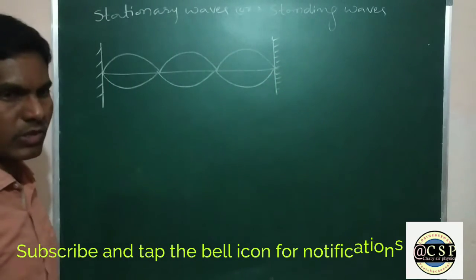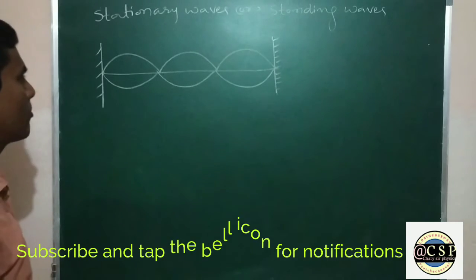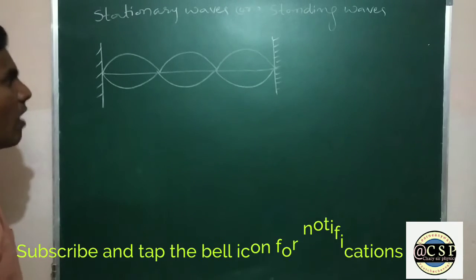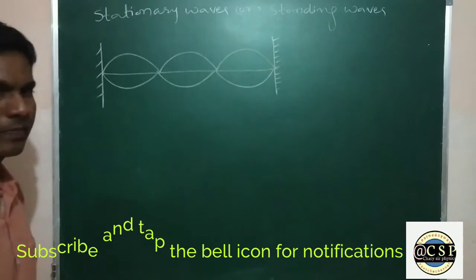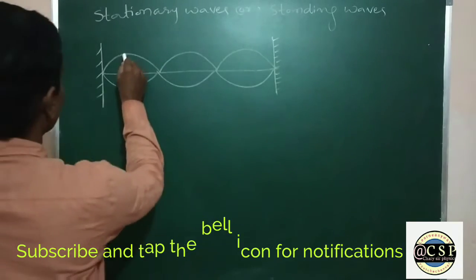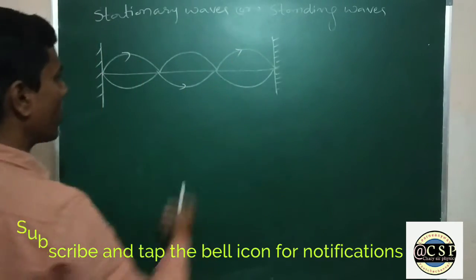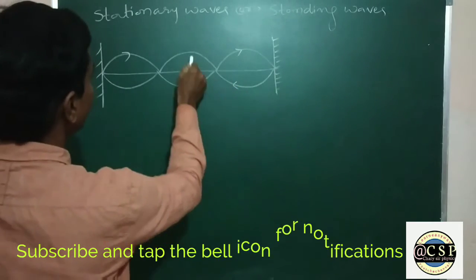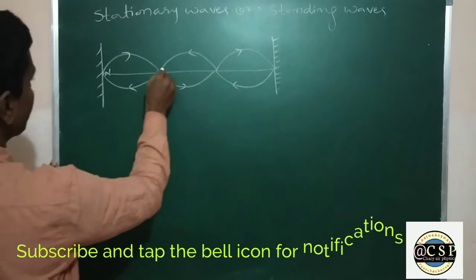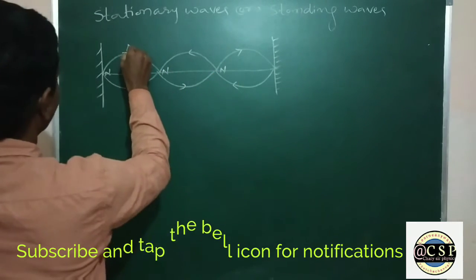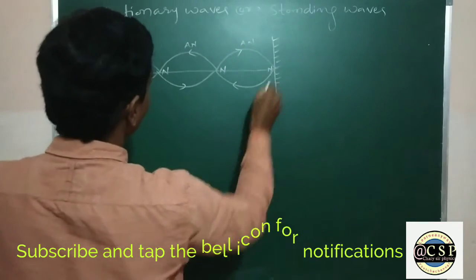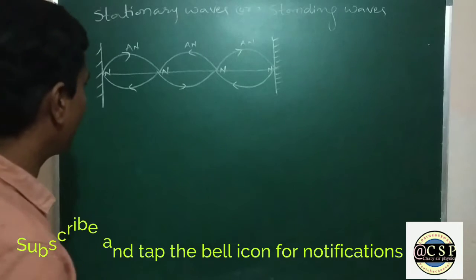Here, when a string is attached to two rigid supports and is made to vibrate, stationary waves are formed. After their combination, the superposition, this new set of waves is called stationary waves. One wave is traveling in the forward direction, another wave is traveling in the opposite direction to the first one, and nodes and antinodes are formed. In stationary waves, nodes and antinodes are formed.